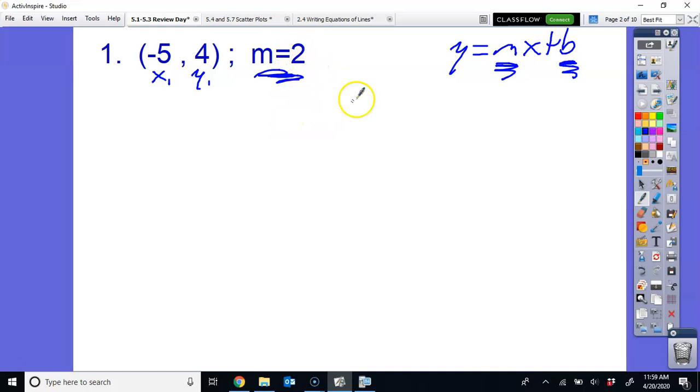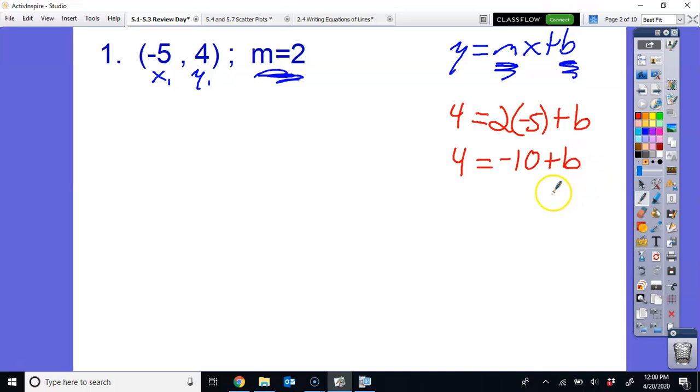So what we can do is find the b by plugging these numbers into the spots in this equation and solving for b. We know that m is 2. We know that the x value from the point we are given on the line is -5. We know that the y value is 4. And now we can use this equation and solve for b. What is 2 times -5? Well, 2 times -5 is -10.